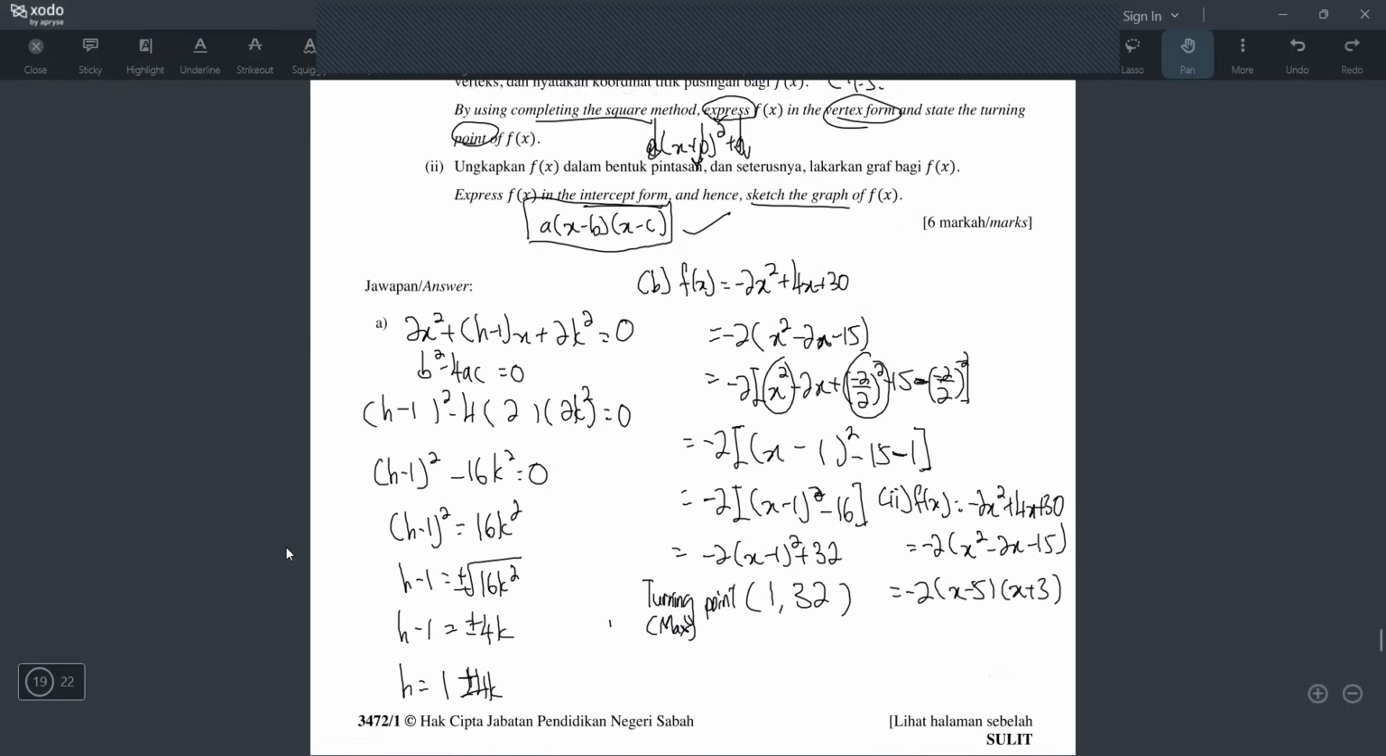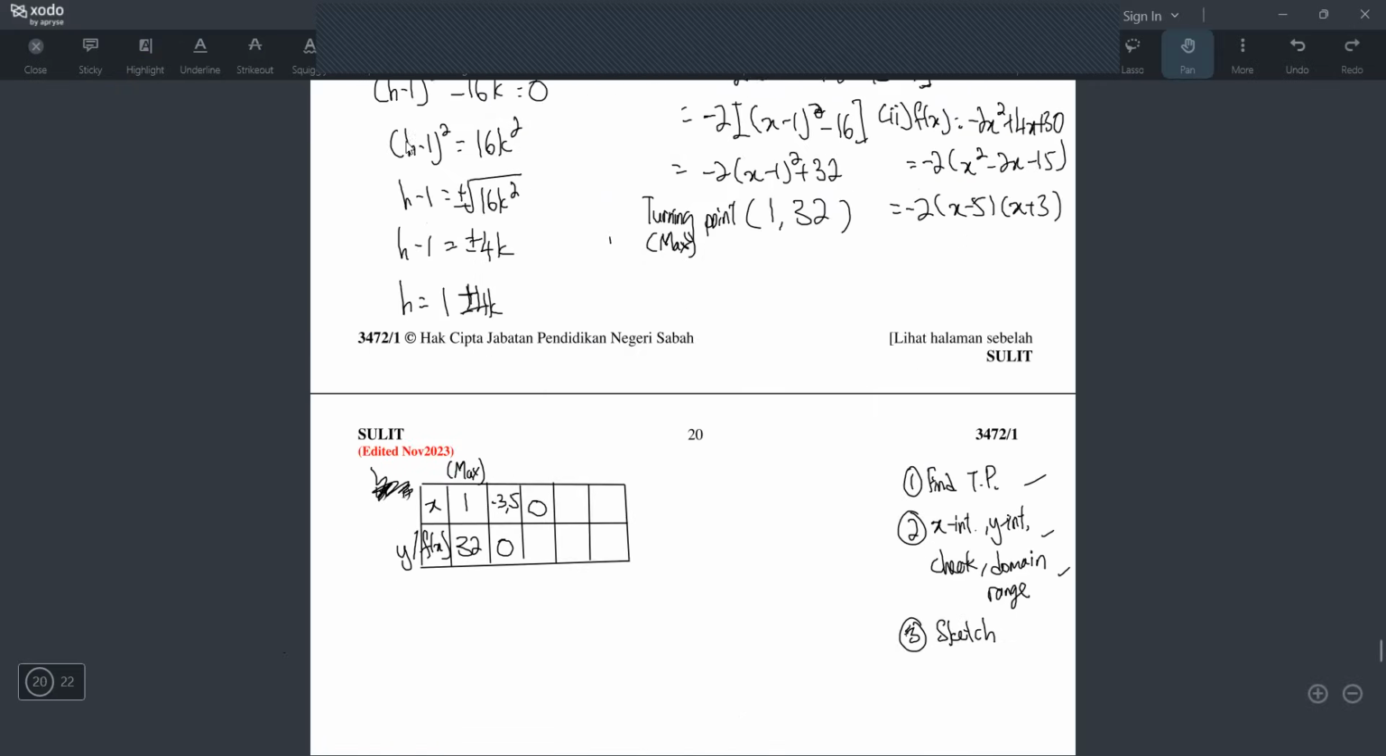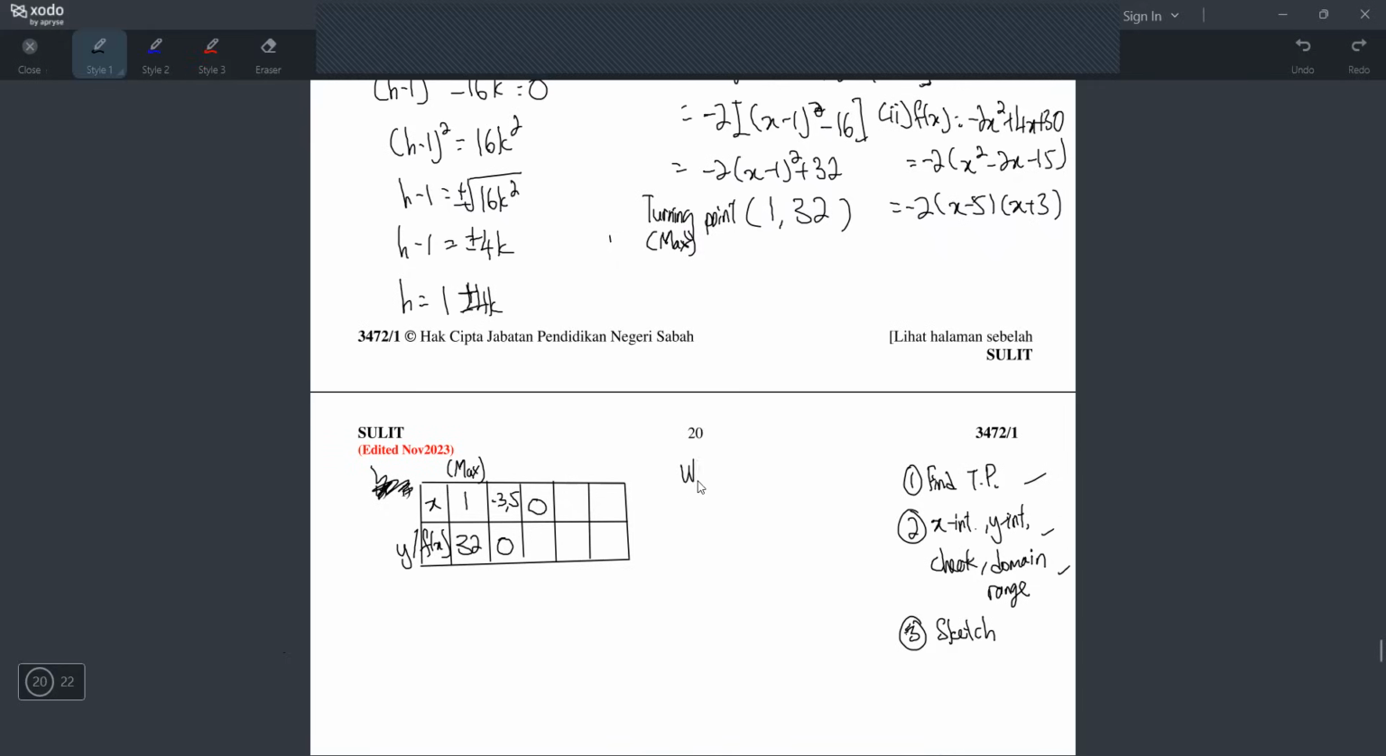And then what about when x = 0? I can just do it quickly. When y equals 0 or f(x) equals 0 is the same thing. Sorry, not when y equals 0, when x equals 0, because I want to find this. So x equals 0, it becomes f(0) equals -2x squared plus 4x plus 30. This one you don't need a calculator. You can see it's 30, because this is 0 squared, 0, 0, 30. So the y-intercept is 30.